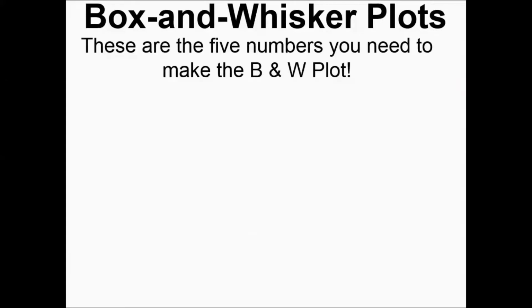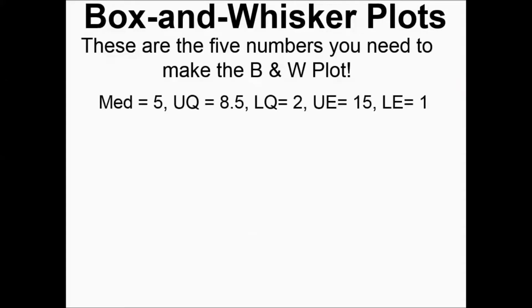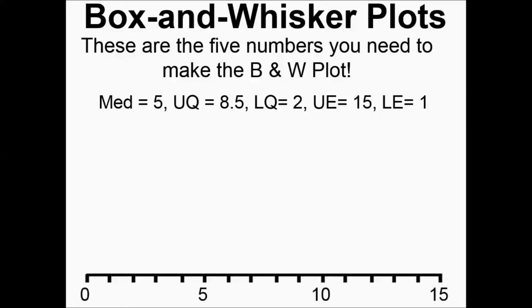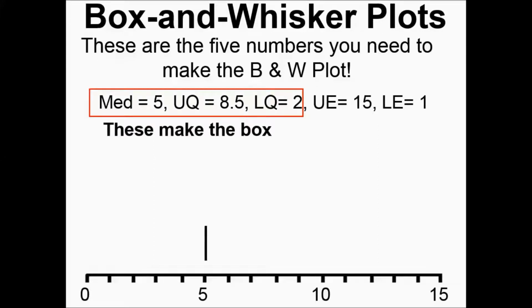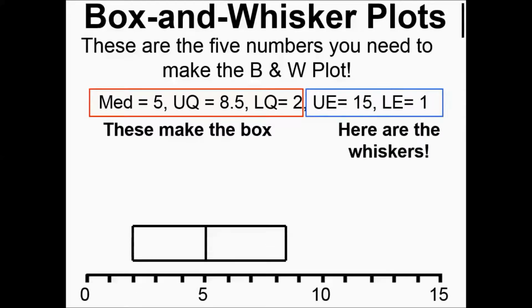So here we go. Those are our 5 numbers. Here's your number line. We're going to take these and make the box. So our median's 5, our upper quartile's 8.5, lower quartile's 2. We're going to take the rest and make the whiskers. Our upper extreme is 15, our lower extreme is 1. And then connect the whiskers.